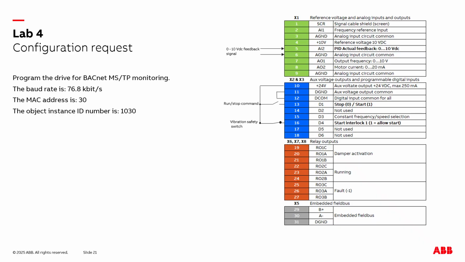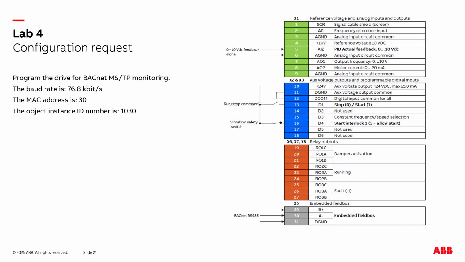For Lab 4, we're being asked to set up the drive for BACnet MSTP network so the drive can be monitored over the network. Now, when we're being asked to set up the drive for BACnet MSTP we have to be given 3 pieces of data from the controls contractor. The first is the baud rate, which in this situation is 76.8. The MAC address is 30, and the object instance ID number we're being asked to set up the drive for is 1030.